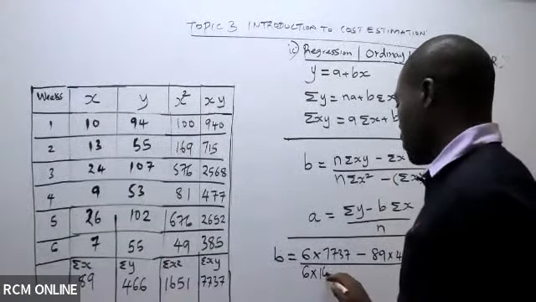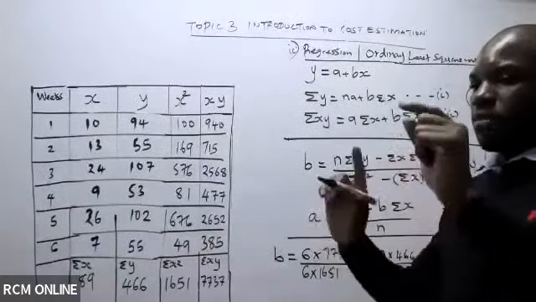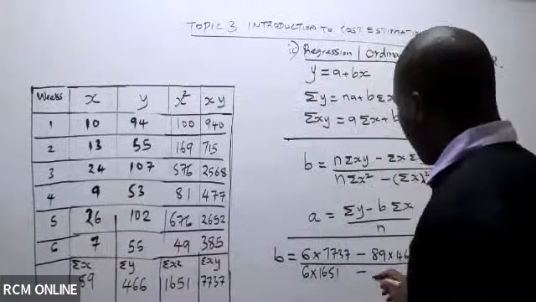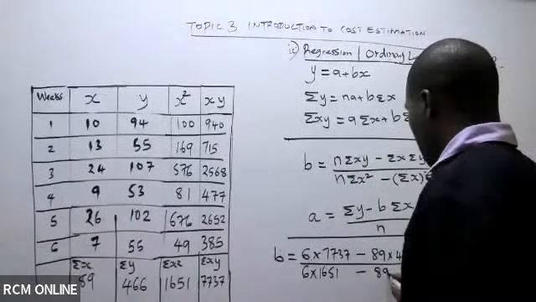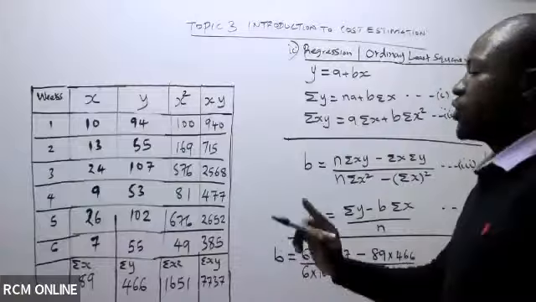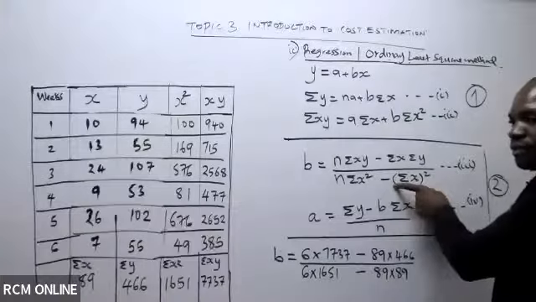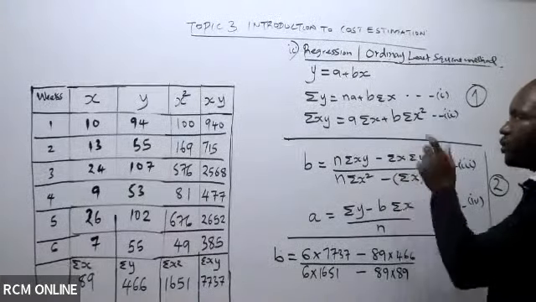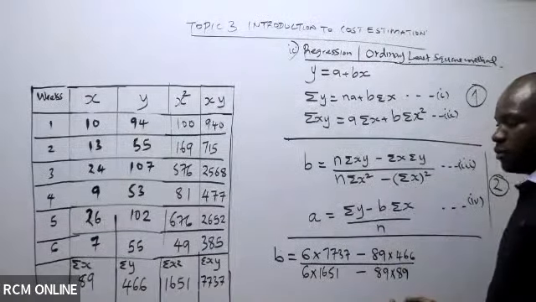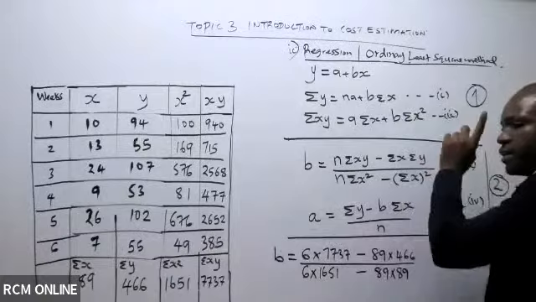Multiplied by 16,51. Minus summation of X bracket squared. Summation of X is 89, so I'll take 89 multiplied by 89. That is the meaning of summation of X bracket squared. So that's what we have here. I believe you've been able to master the difference between summation of X squared and summation of X bracket squared.